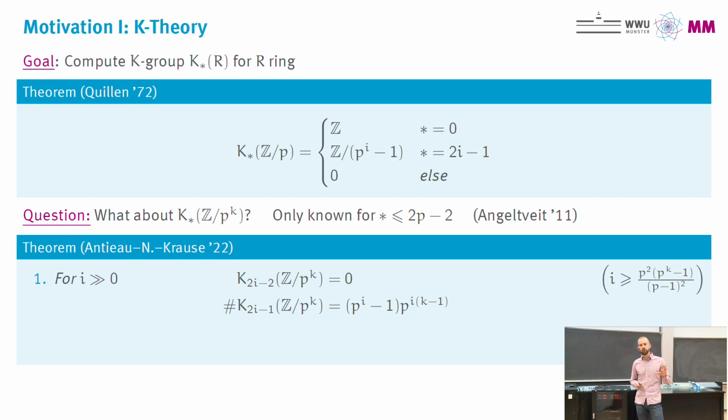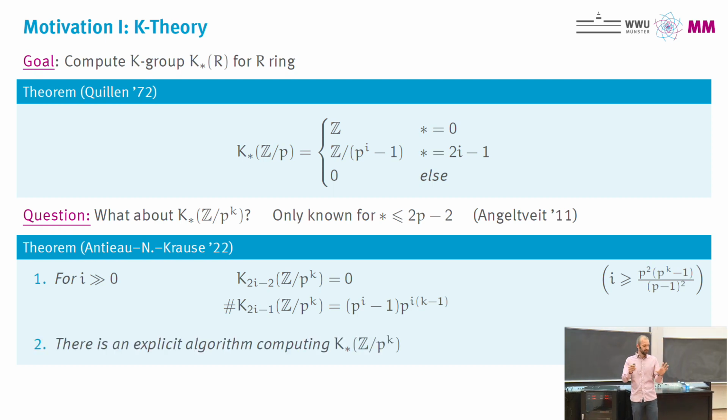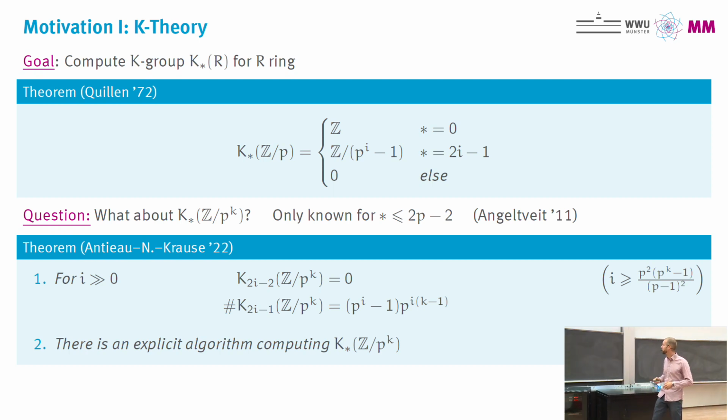And in fact, we can do more. Not only do we compute it far out, but we actually set up an algorithm, or maybe one should better say a short chain complex, which computes the K-theory groups. So let me say it in that way without going into the technicalities: there is an algorithm which lets us compute all those groups.